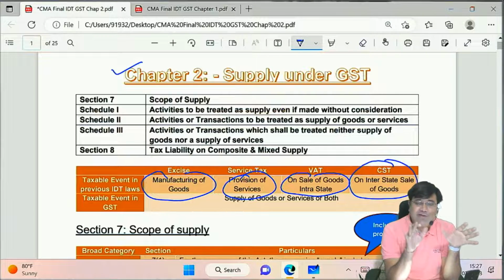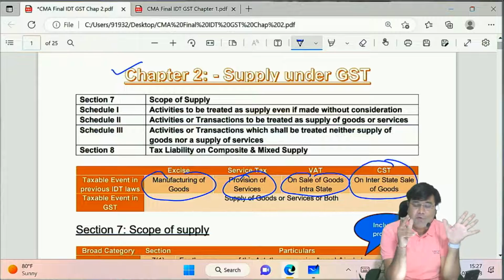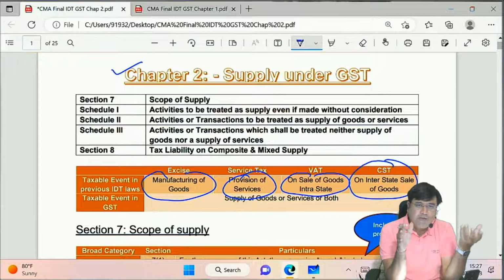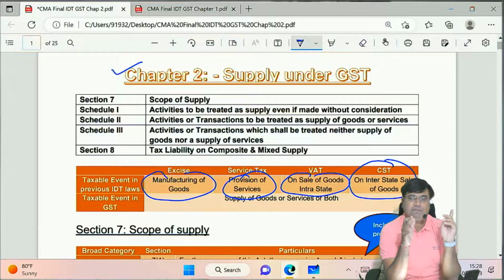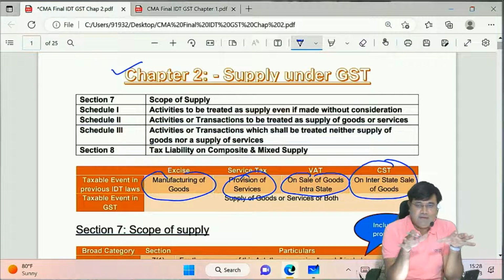Now I said to you that service tax is no more, but what about excise duty, VAT, GST? It is still there because of petroleum products, and remember the five petroleum products and alcoholic liquor for human consumption are still outside the purview of GST. So on alcoholic liquor for human consumption, state excise duty plus VAT becomes applicable. In case of petroleum products, central excise duty plus VAT becomes applicable. Okay, so that's why these laws are still there, except service tax.